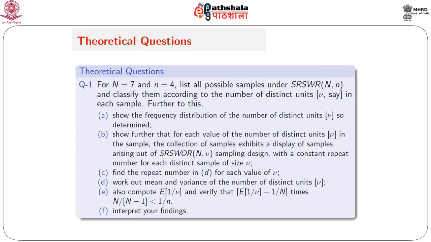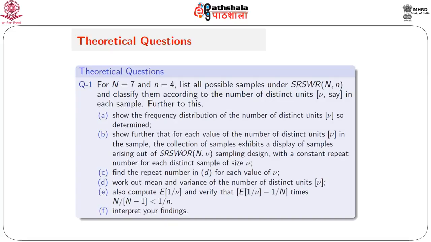Okay, so let's have some discussion on this. It starts with capital N equal to 7, small n equal to 4, and it refers to with replacement sampling. Therefore, the sample space captures 7 raised to the power 4 quadruples, because the sample size is 4. It starts with 1, 1, 1, 1, ends with 7, 7, 7, 7, and in between you have got all kinds of samples with different repeat numbers, and the total number is 7 to the power 4.